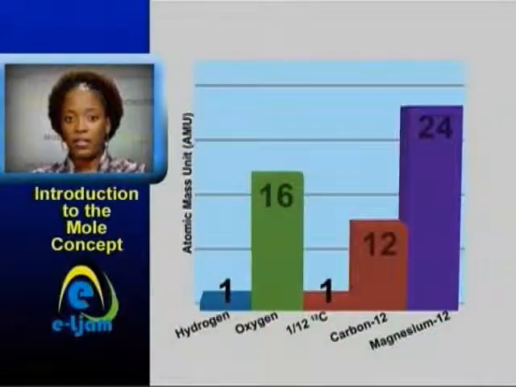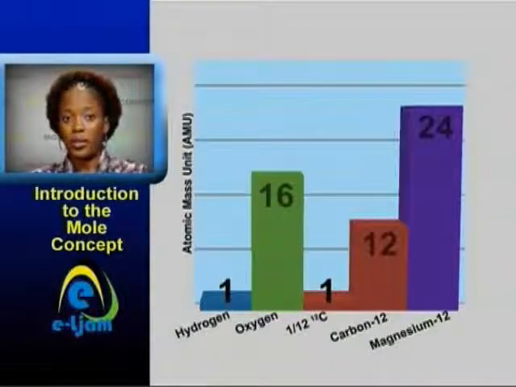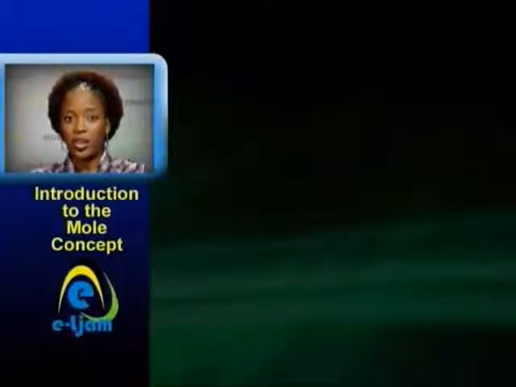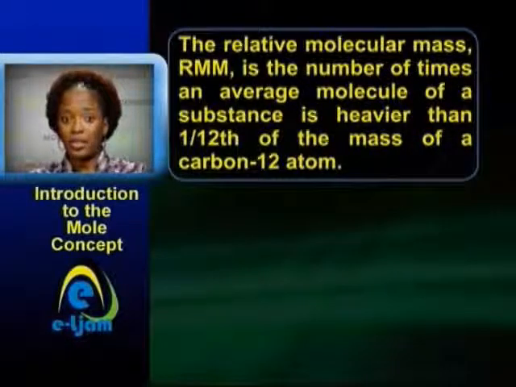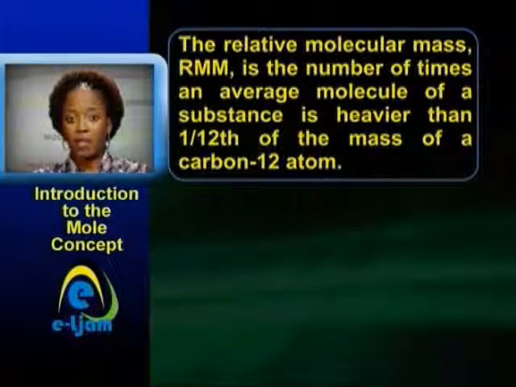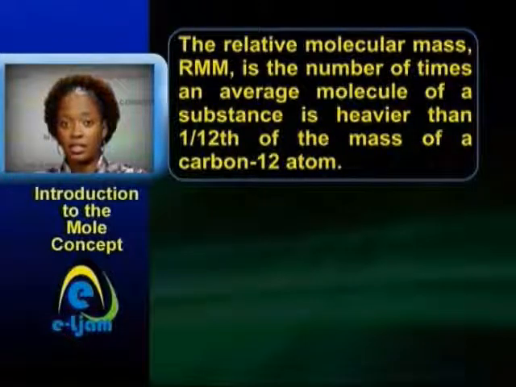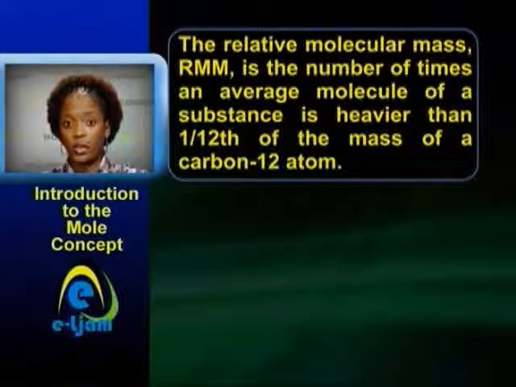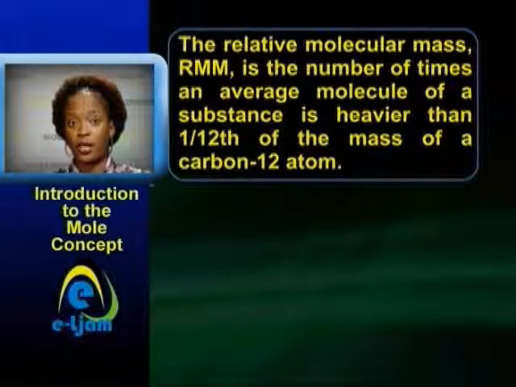Using 1/12 of the mass of a carbon-12 atom as a standard, we can also compare the mass of molecules. The relative molecular mass, RMM, is the number of times an average molecule of a substance is heavier than 1/12 of the mass of a carbon-12 atom. The RMM of a substance is calculated as the total of the RAM of all the atoms of the various elements that make up the molecule.